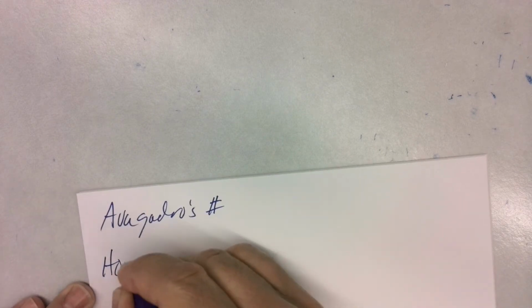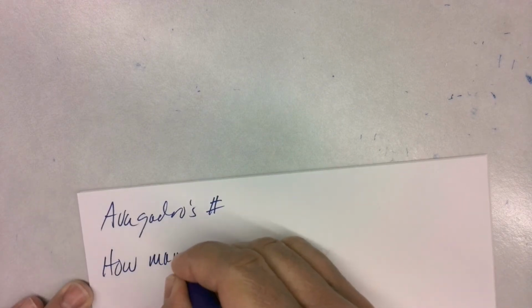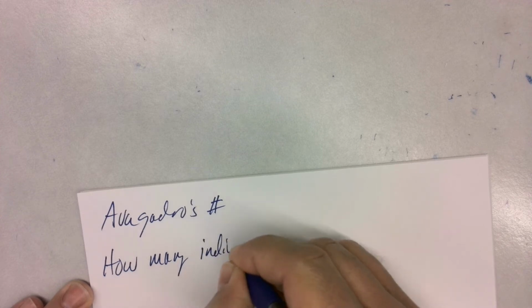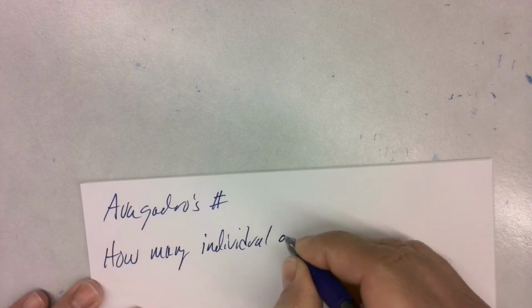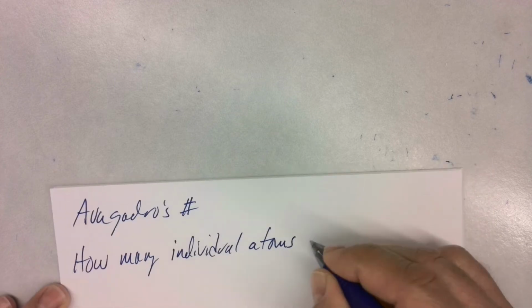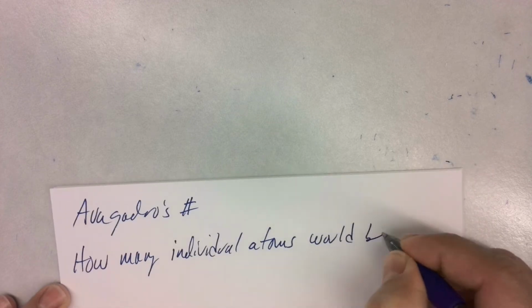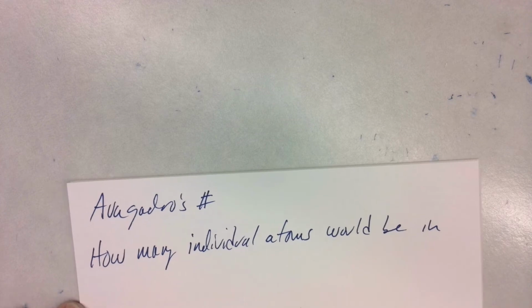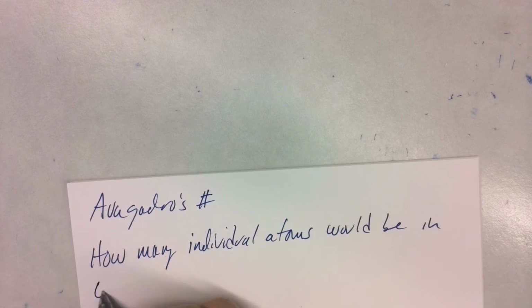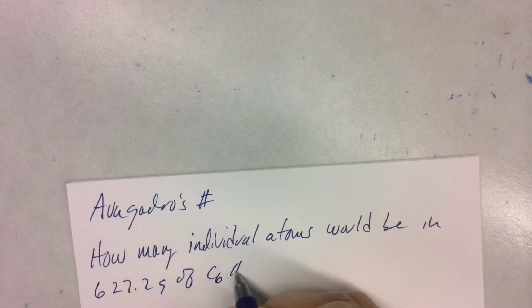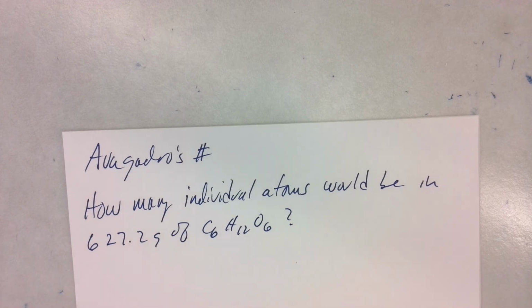Let's do this. So, how many individual atoms would be in 627.2 grams of C6H12O6? Okay? Alrighty, so I want to go to individual atoms.